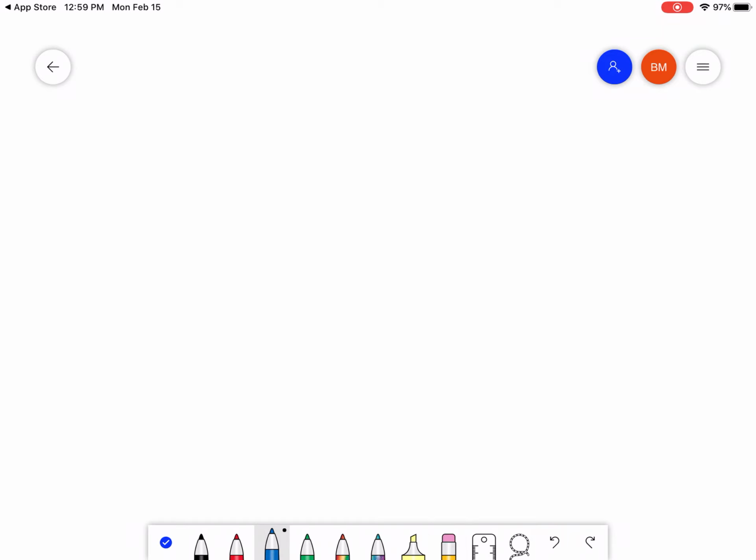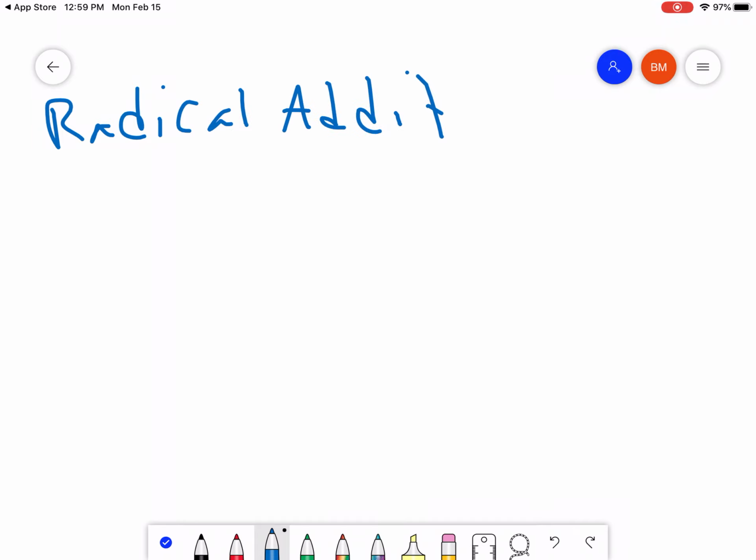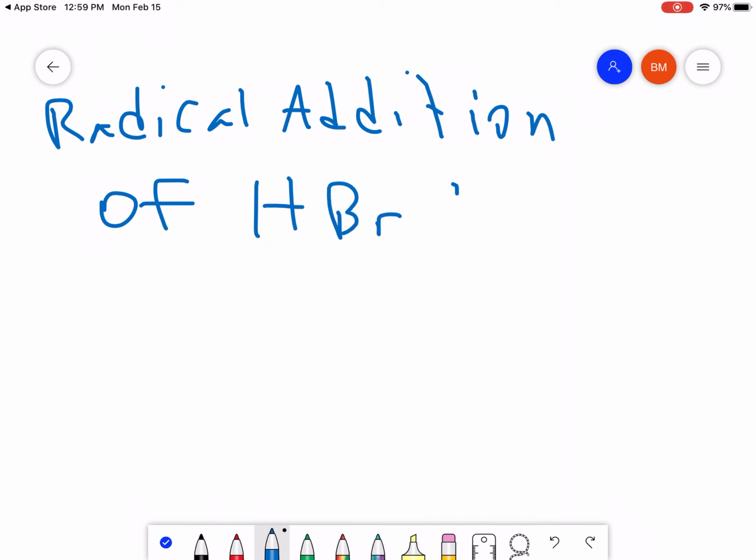Okay. All right, so that's radical halogenation of an allyl carbon. We're going to shift gears now. Now, we're going to do radical addition of HBr to an alkene, right, to a carbon-carbon double bond. Wow, that's really sloppy handwriting, I know, like a kindergartner.